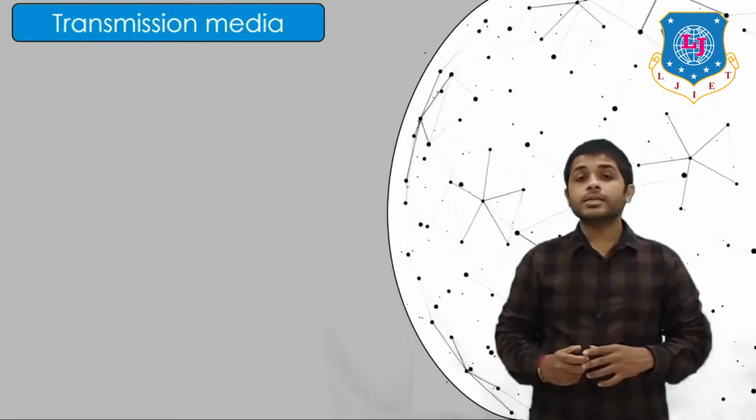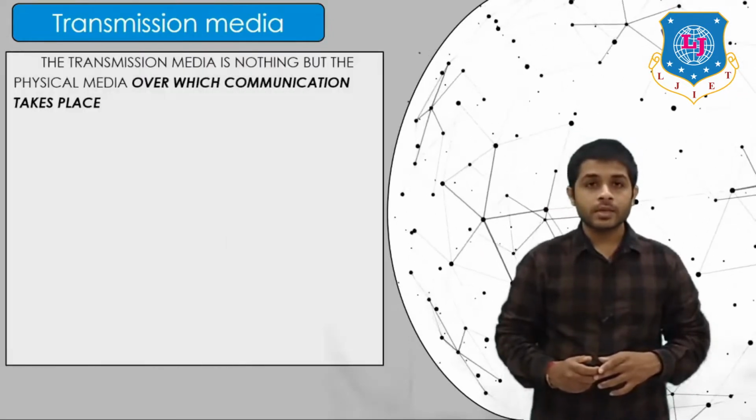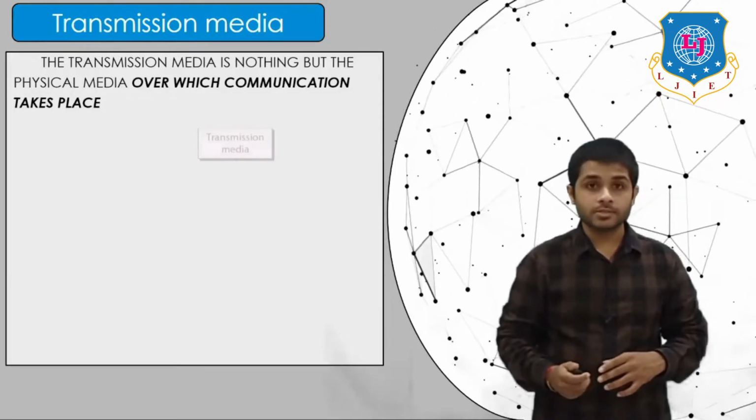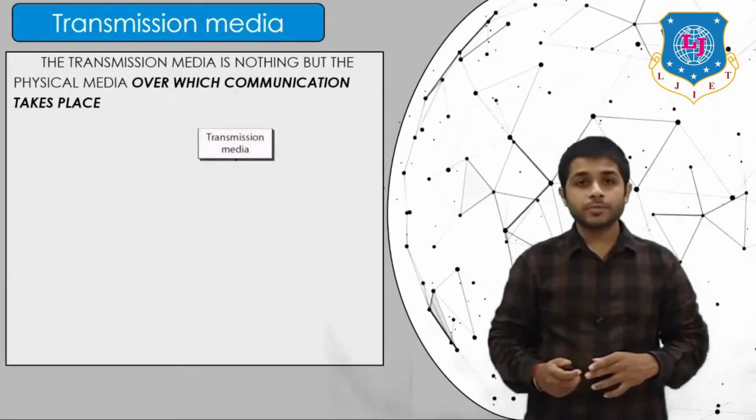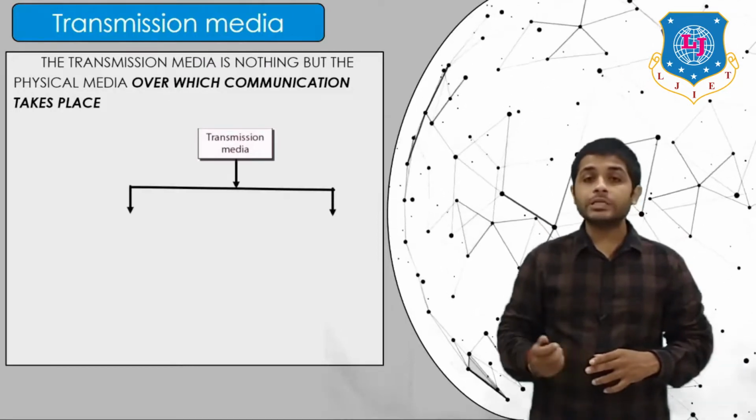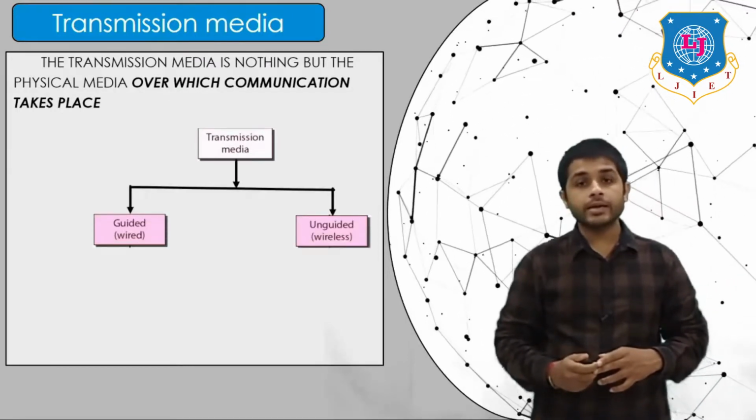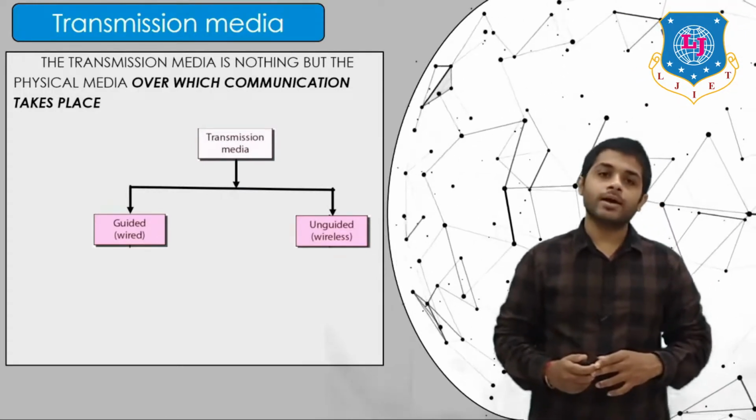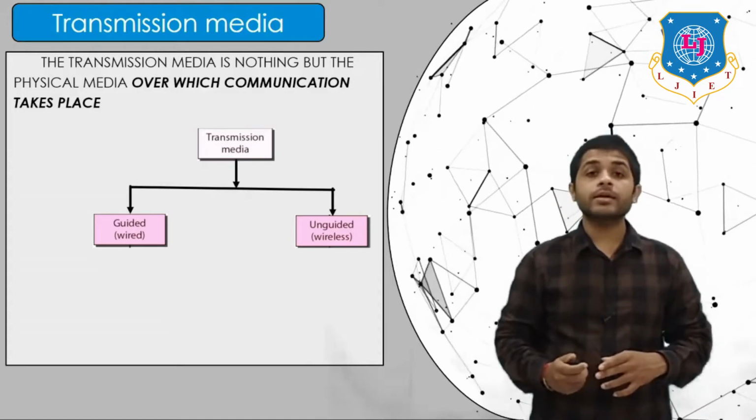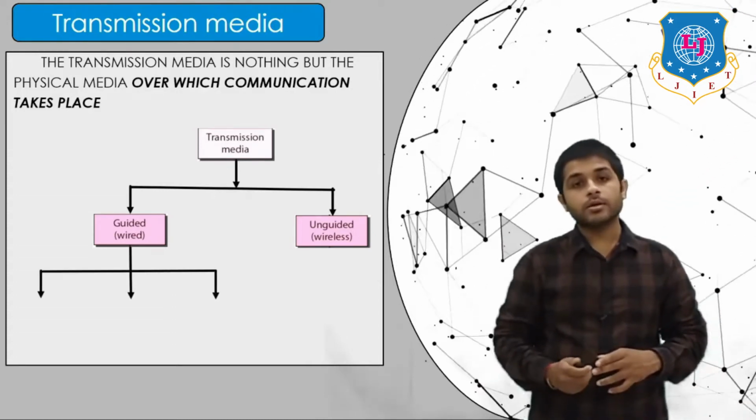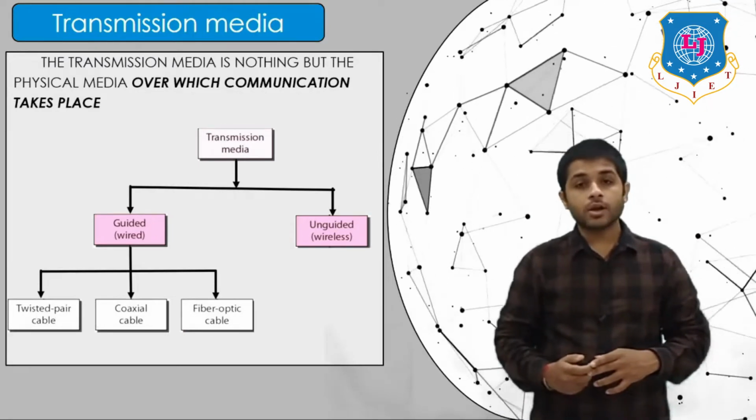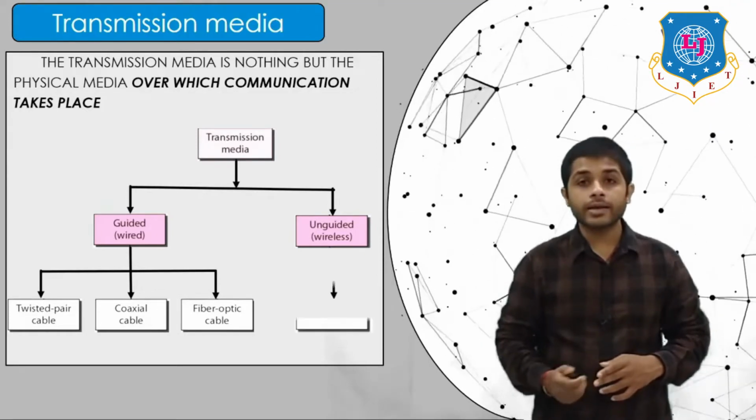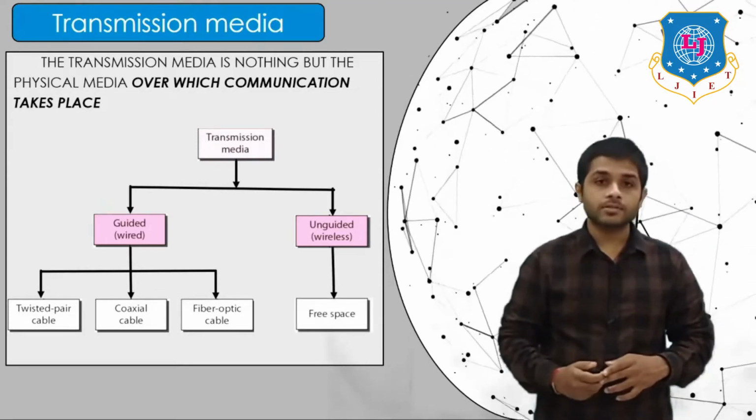Now let's see what transmission media is. Transmission media is the physical media over which the communication takes place. Let's see the types of transmission media. There are mainly two types, guided and unguided. Guided means wired and unguided means wireless. The guided can be further categorized into three types: the twisted pair cable, the coaxial cable, and the fiber optic cable. And the example of unguided communication is free space.